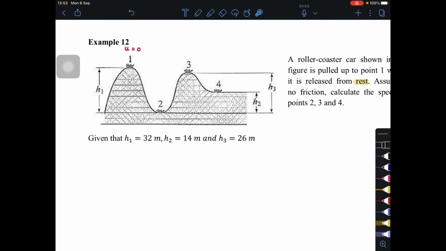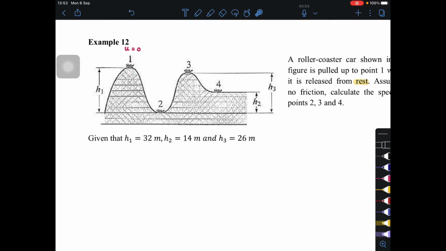Okay, so in order to solve this kind of problem, which involves the conservation of energy, remember the first step is to define the system. How do we define the system? We need to identify what is the object involved here. Do we have more than 2 objects or only 1 object? In this case, obviously we only have 1 object, which is the roller coaster car. We don't have any other car, any other blocks or spring. So we can focus on this roller coaster car only.